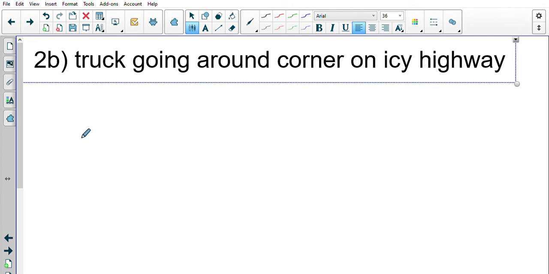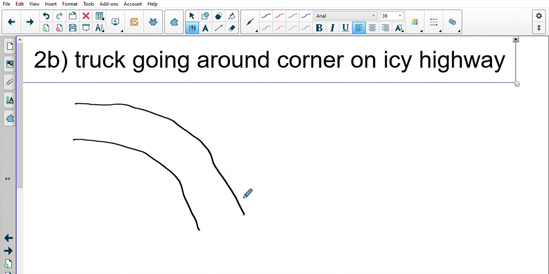A truck is going around a corner on an icy highway. Well, all right, same thing. But let's draw a picture overhead and not as a free body diagram so much. Here we have our truck, and here we have the cab of our truck. These are the windows. The truck's driving along. Well, the truck wants to go this way.